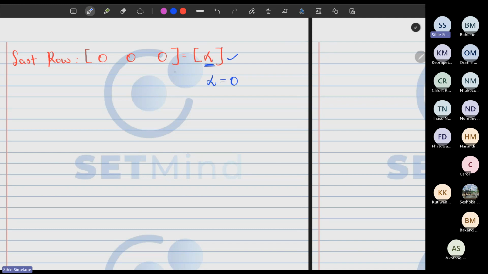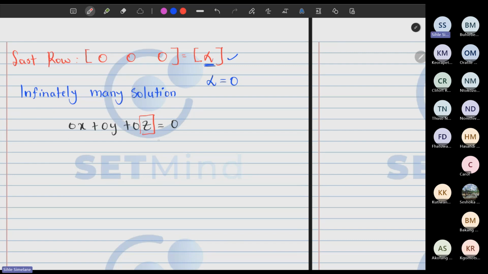So this case here is an infinitely many solution case. And why is that the case? Just think about it carefully. It is not deep. That equation is 0x plus 0y plus 0z is equal to 0. The last row, remember, is supposed to help us to find Z. So we need to think carefully. What Z value can we multiply by 0 so that we get 0? And the answer is our Z can be anything.